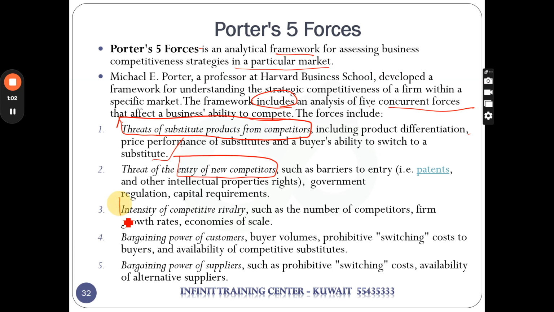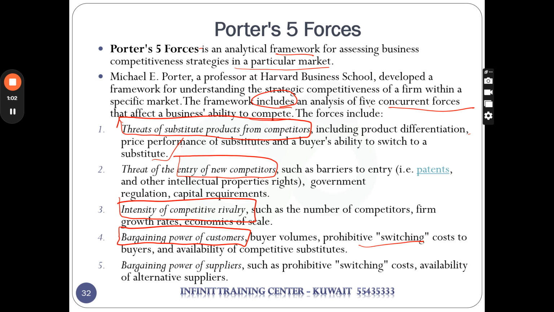Then also you have to analyze the intensity of the rivalry. How intense is the competition? How many competitors are there? And how the firms are growing. So all this we have to analyze also. And also you have to check the bargaining power of customers. Or is there any prohibitive switching cost to buyers?